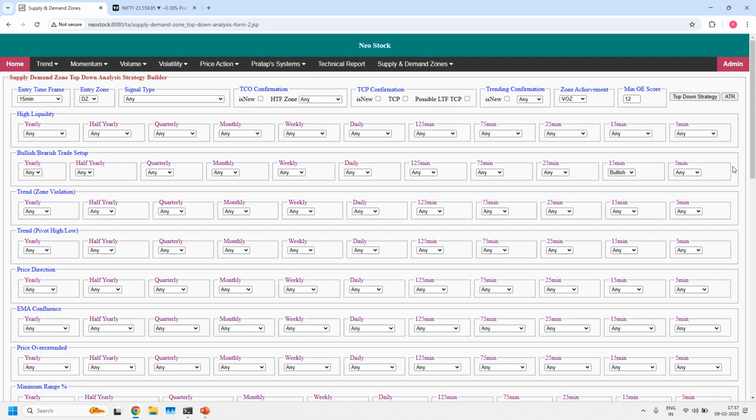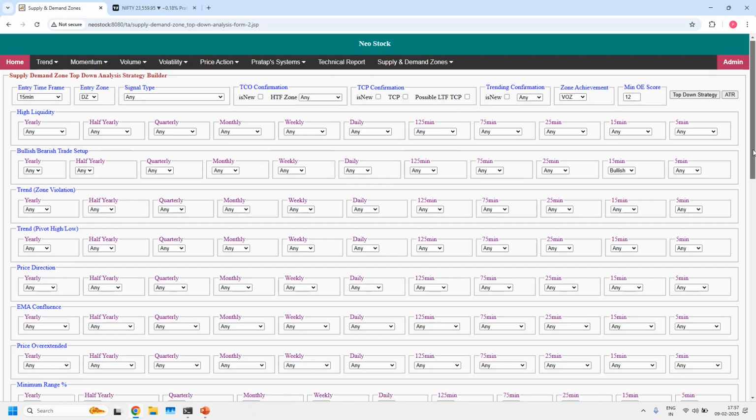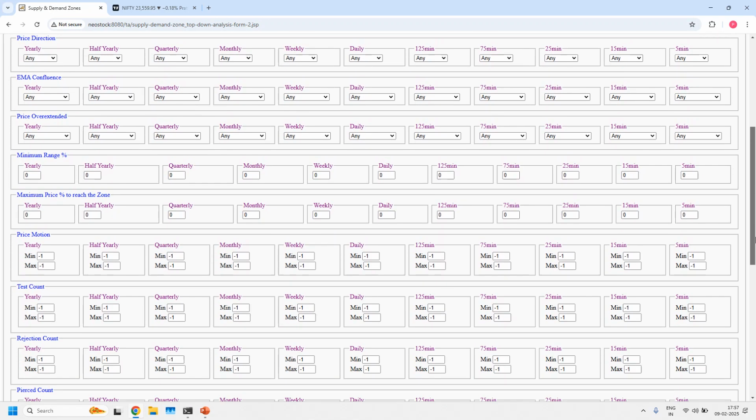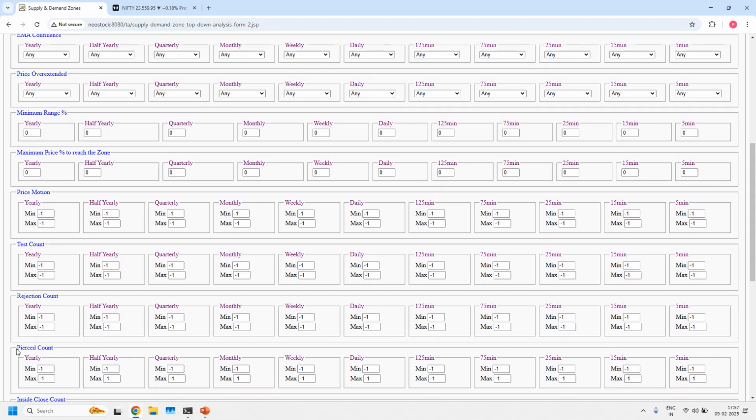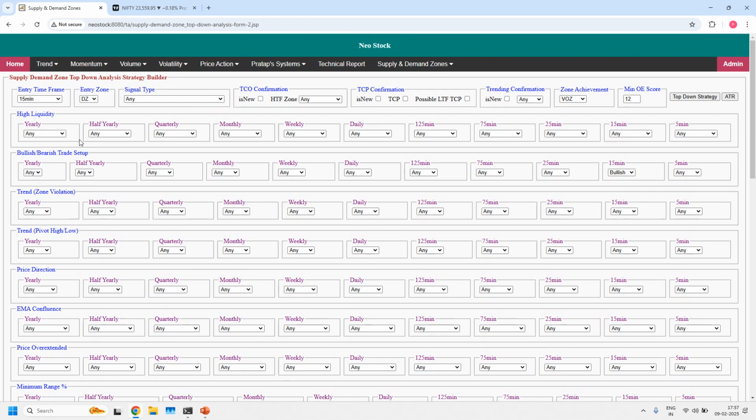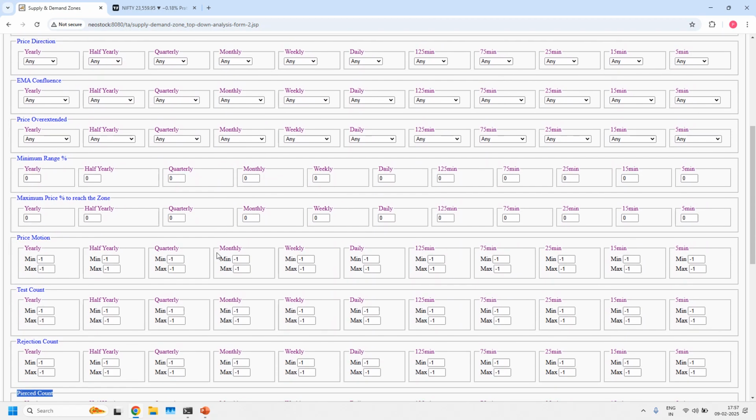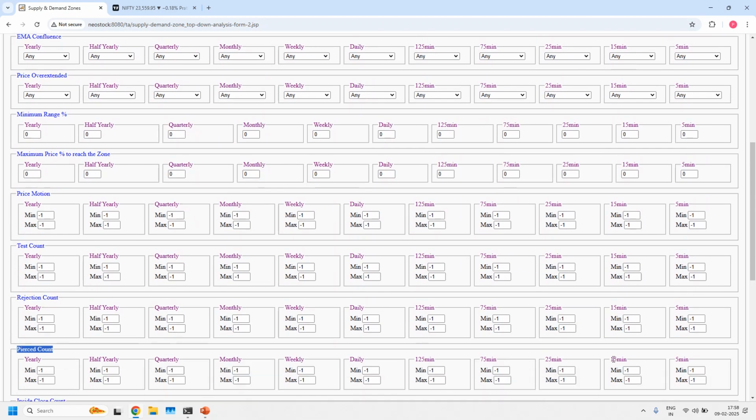Where do I have to tell? Scroll down. Below you have a parameter called pierced count. See here, look into this parameter, pierced count. And where do we have to apply this pierced count? On the entry time frame zone you selected. What is it that I selected? The 15 minutes demand zone. So in the 15 minutes time frame, we have to inform the software the minimum value should be 0 and the maximum value should be 0. What does it mean? It means pierced count should be 0.